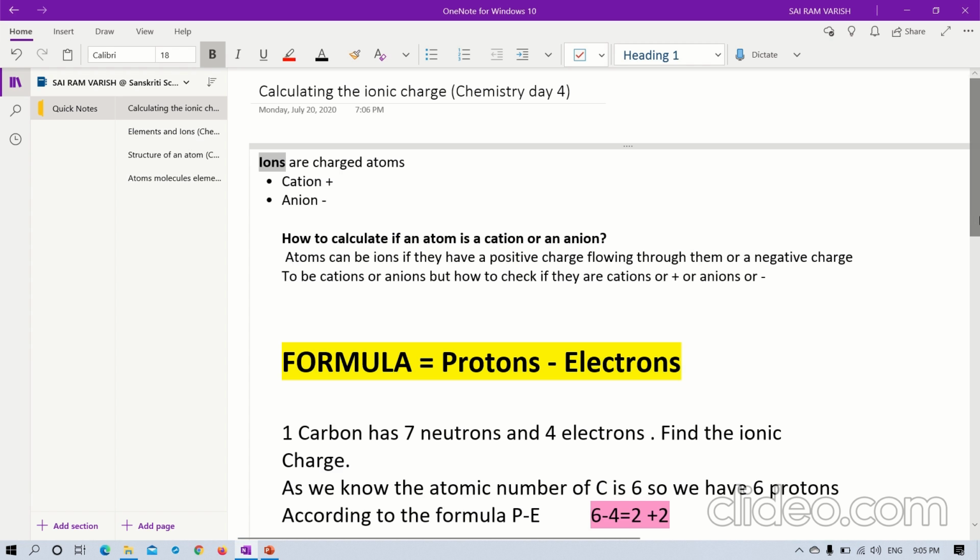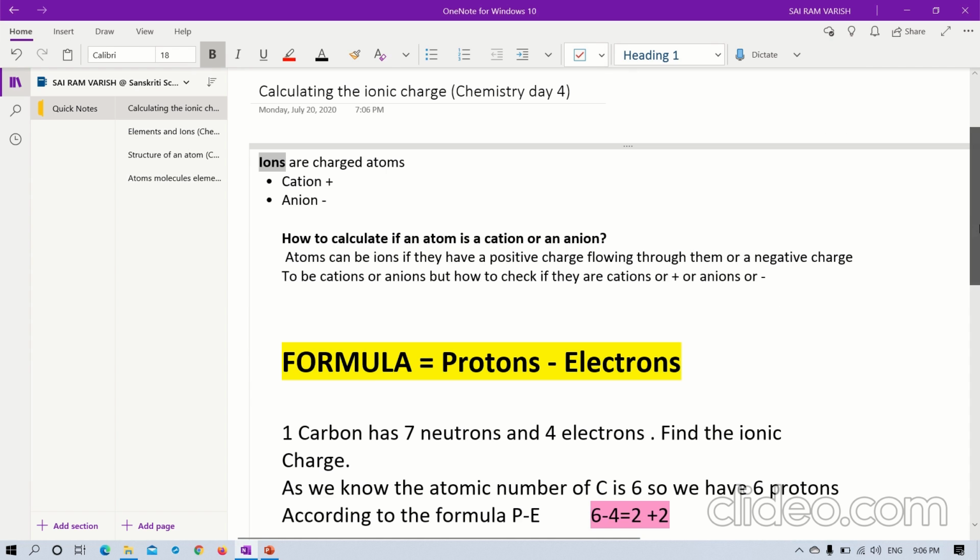Now, how do you calculate the ionic charge? In this video we will talk about how to calculate the ionic charge, how to check if something is an ion, and how to check if it's a cation or an anion. And it's all through a simple formula: protons minus electrons. You take the atom, find out how many protons and electrons there are, subtract the electrons from the protons, and you get the ionic charge. Based on the ionic charge, you can say whether it's an ion, and if it is, whether it's a cation or an anion.